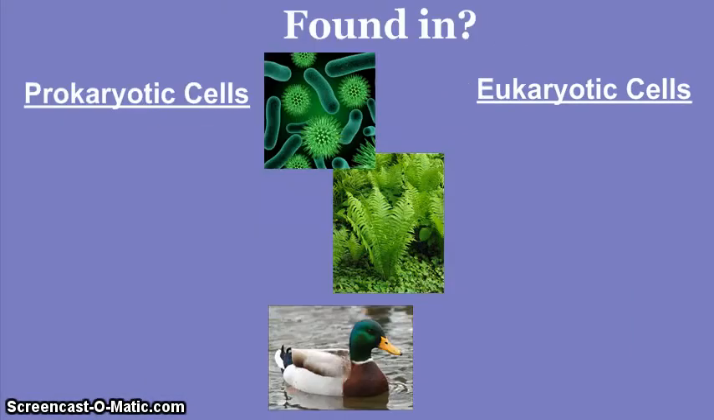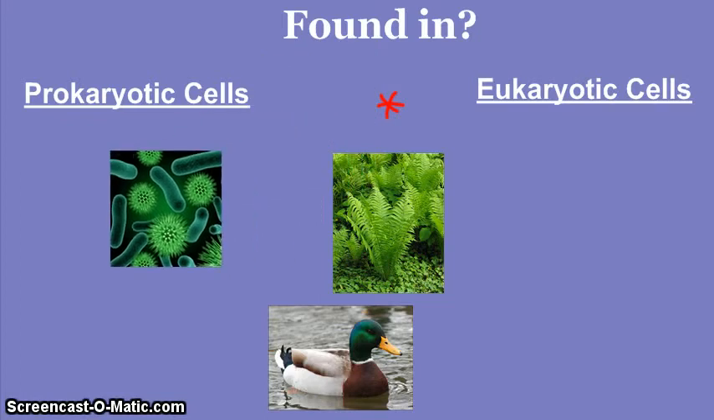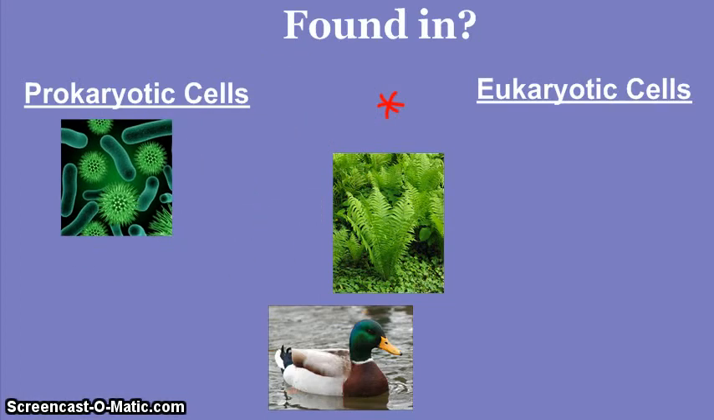Now, let's take a look at some examples. Where can we find these types of cells? The top picture, right here, that is an example of a bacteria. Bacteria are typically small, simple cells. They're usually unicellular, which means that they're made up of one cell. They are a typical prokaryotic cell. As a matter of fact, they make up a kingdom called the prokaryotes.